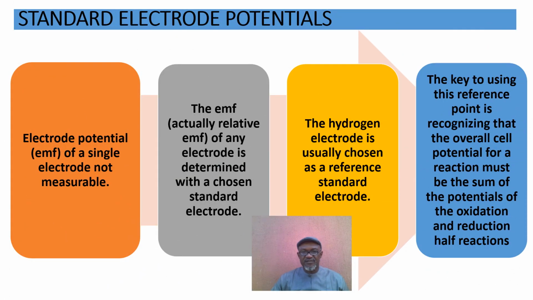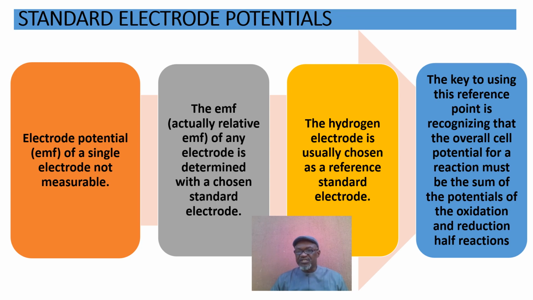Standard electrode potentials. Electrode potential, that is EMF of a single electrode, is not measurable. Now you see, you can't measure that of a single electrode. We'll see why, and we'll also see how we'll measure the standard electrodes of all other single electrodes. The EMF, which is actually relative EMF of any electrode, is determined with a chosen standard electrode. The hydrogen electrode is usually chosen as a reference standard electrode. The hydrogen electrode is the standard hydrogen electrode, which I said we call SHE. That is what is chosen as a reference standard electrode.